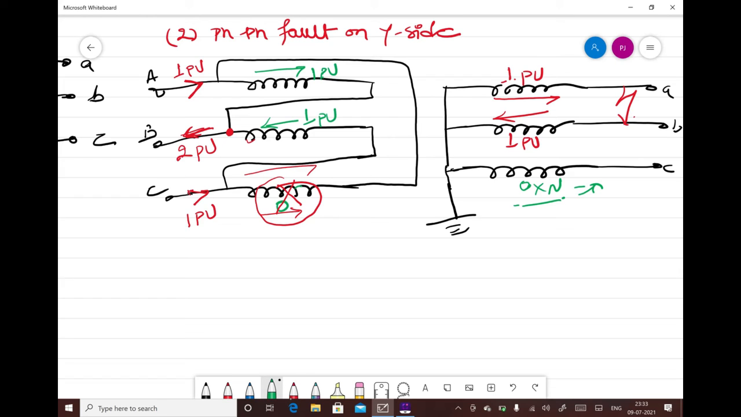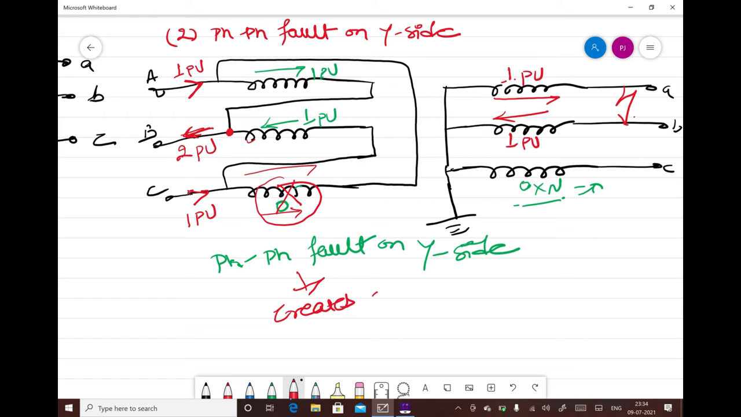concept. A phase to phase fault on a star side creates, or rather reflects as, a three phase fault on delta side, and most importantly the current distribution is now 211.